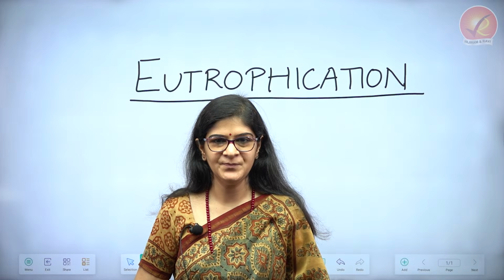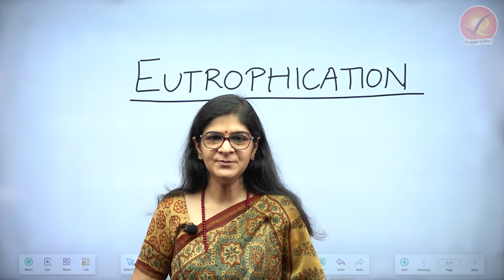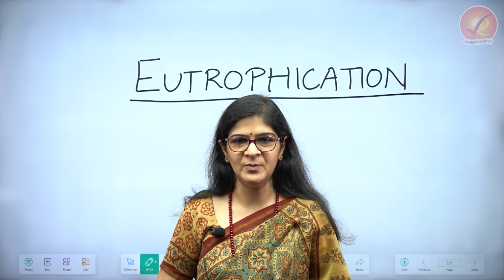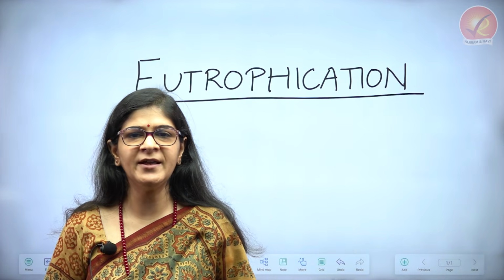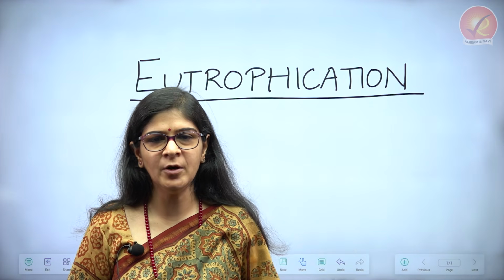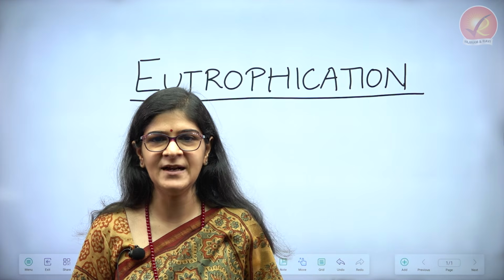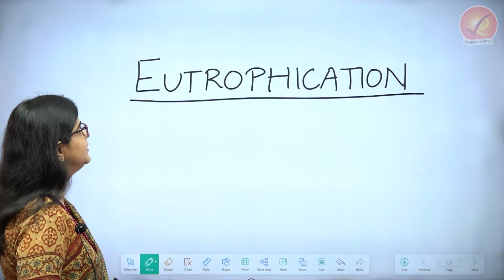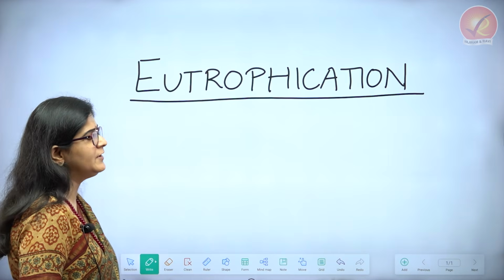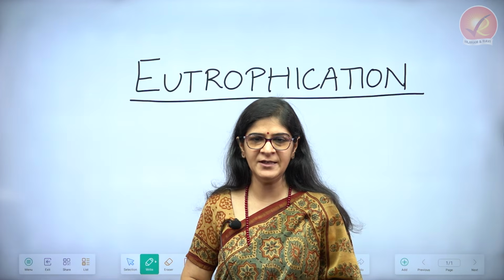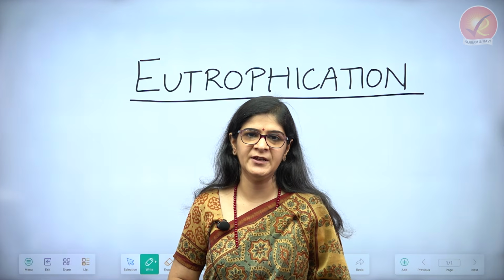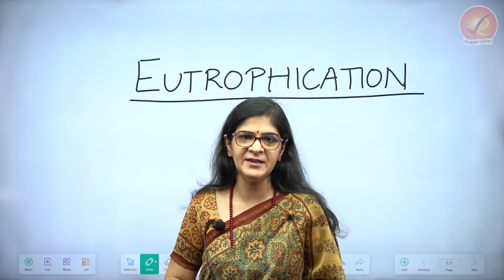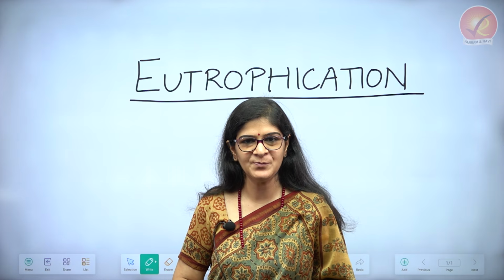Hello students. Today we are here to discuss one of the environmental problems. It's a topic of environment and ecology which is quite commonly discussed in current affairs and the newspapers. I'm sure you have come across the term eutrophication. Now we'll discuss what eutrophication is, what the causes of eutrophication are, and the consequences, the implications for the ecosystems.